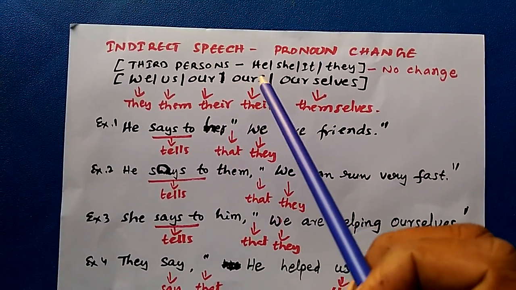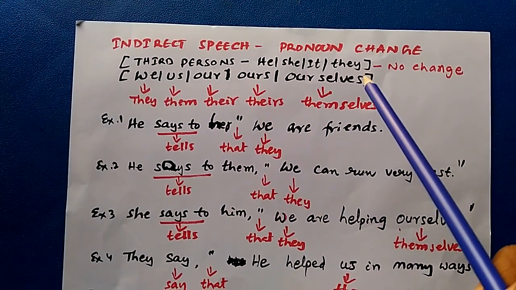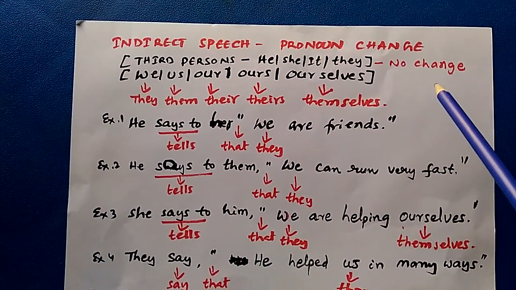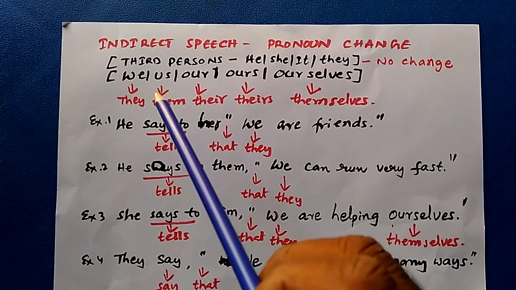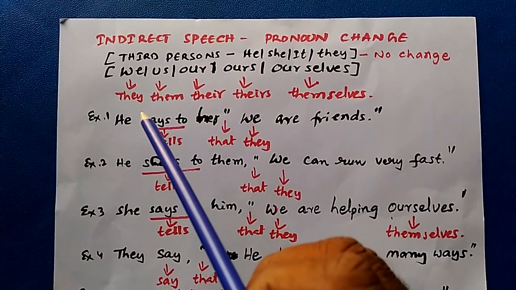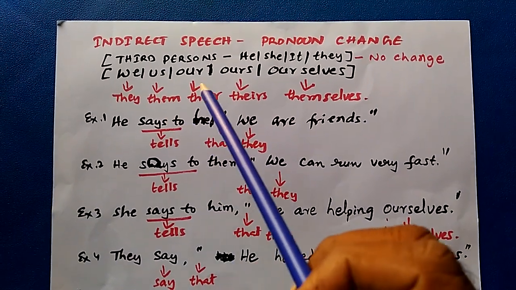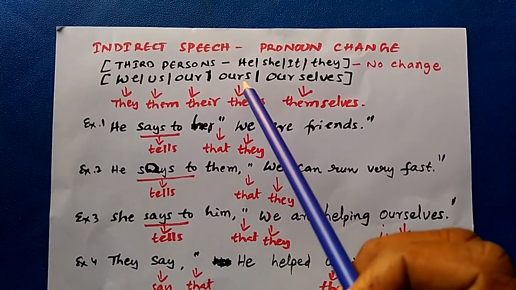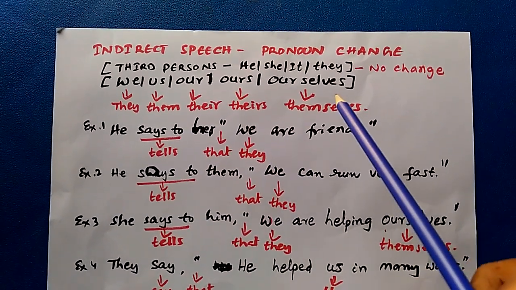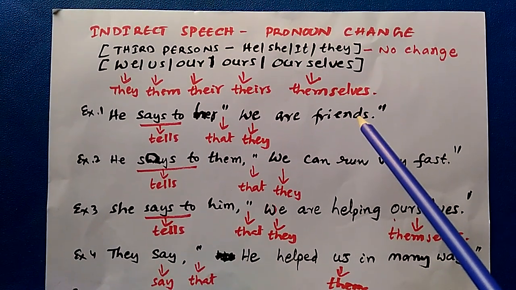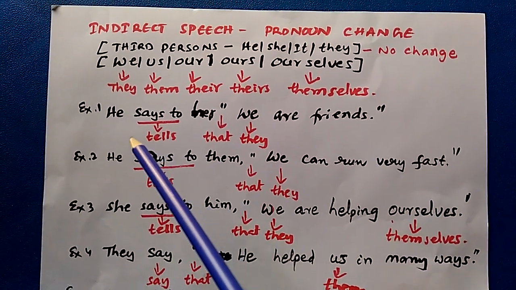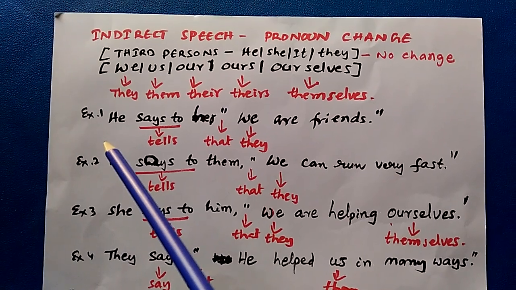Whenever we have he, she, it, they, and related words, we need not make any changes. And if we is there, we can change it into they. Us becomes them, our becomes their, ours becomes theirs, ourselves becomes themselves. Well, let us look at the examples.